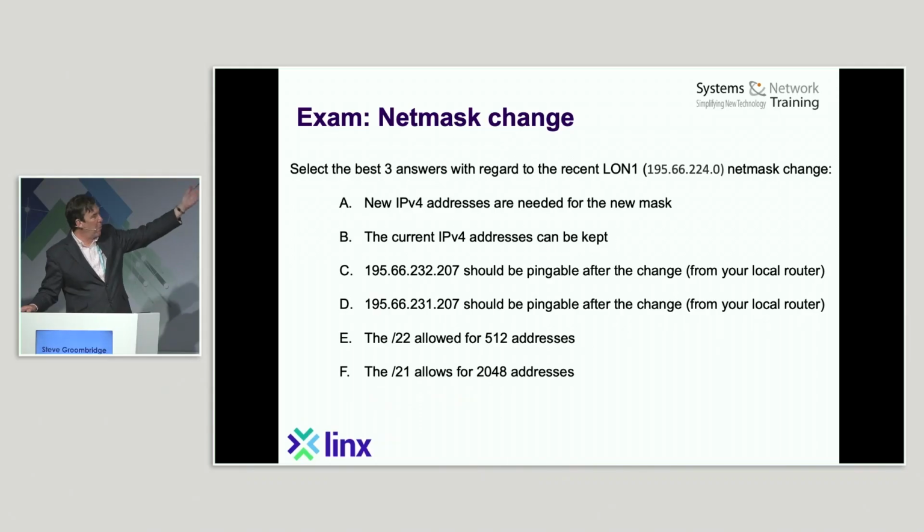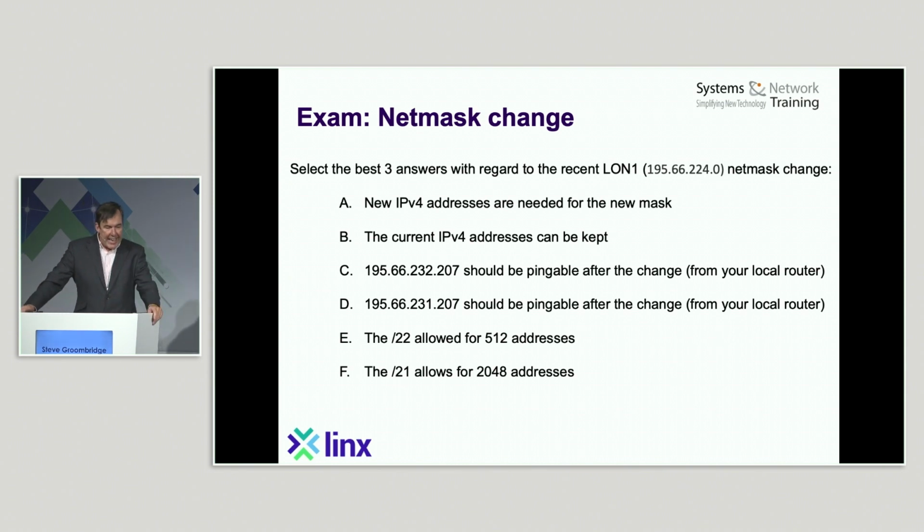D is correct, okay? Why is D correct? Because we're in jumps of 8. 224 plus 8 gets to 232. That's outside the range of LON 01. However, 231.207 is inside that range, and I believe that is the real address that should be pingable, that's used as a potential test as to whether you've configured it correctly or not. Because if you haven't configured it correctly, 231 wouldn't be in the chunk of 4 that you had before with the previous mask.